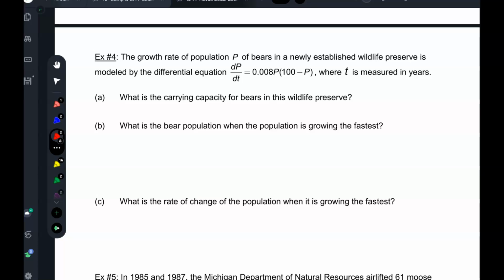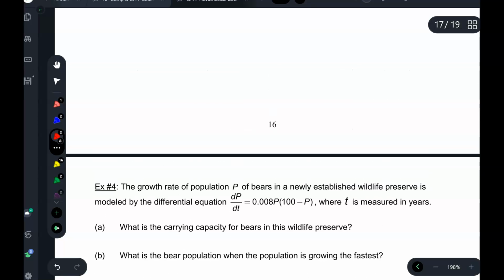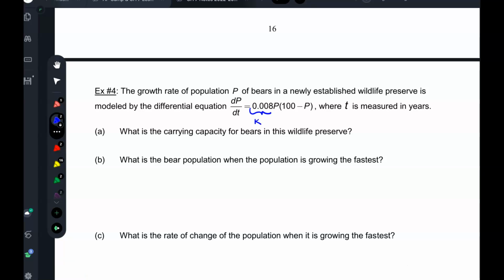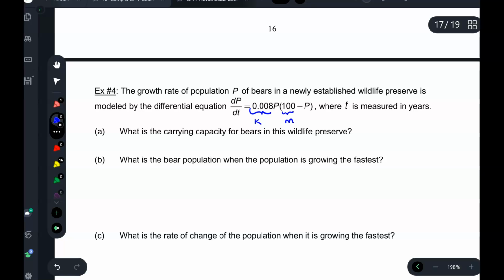We got bears. Okay, bears in a wildlife preserve is modeled by this differential equation. Let's compare that to the one above. What's our K? Let's just identify. 0.008. Okay, so there's our K. P is going to be that variable. And this is our M, which is the carrying capacity, so it's just 100 bears.